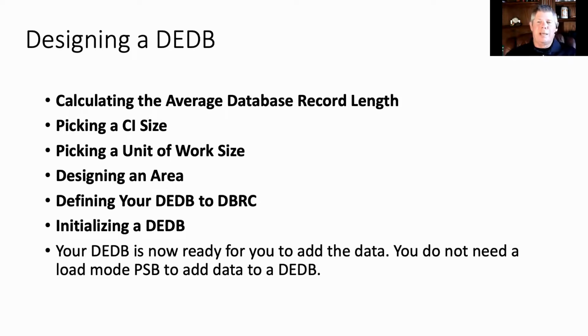Now that you've chosen your unit of work size, you're ready to decide on the size of the area. You can allocate the space in units of work. You can say how many units of work you want to have, and there are three parts to this as well. You have to decide how big your independent overflow is, to contain your pool of control intervals when in use, and then when they're exhausted, the dependent overflow control intervals have to also be decided.